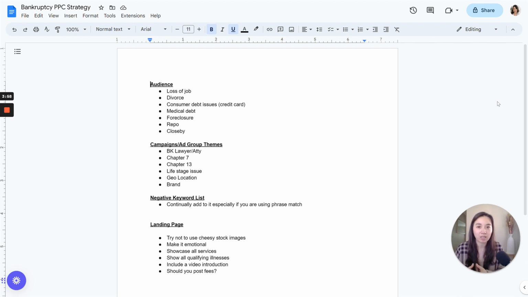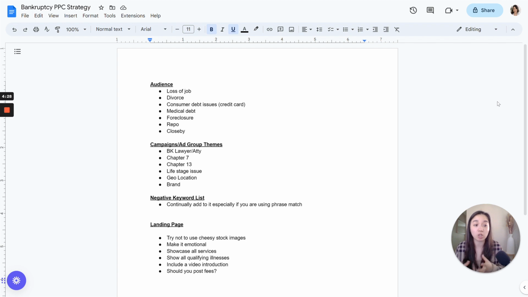So that's the audience. It doesn't necessarily fall in a specific age demographic. Typically though, what I have seen, it's 30s plus. But sometimes there will be some people who are a little bit younger too. But typically, the people that can afford the services tend to be a little bit older. That's what I've seen from my experience. And then let's go ahead and talk about the campaigns and ad groups here.